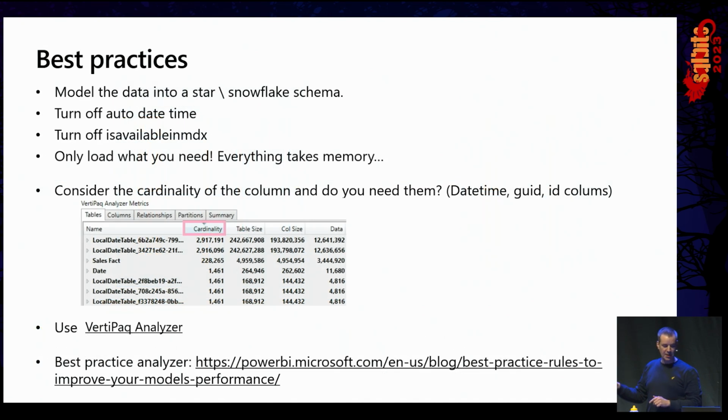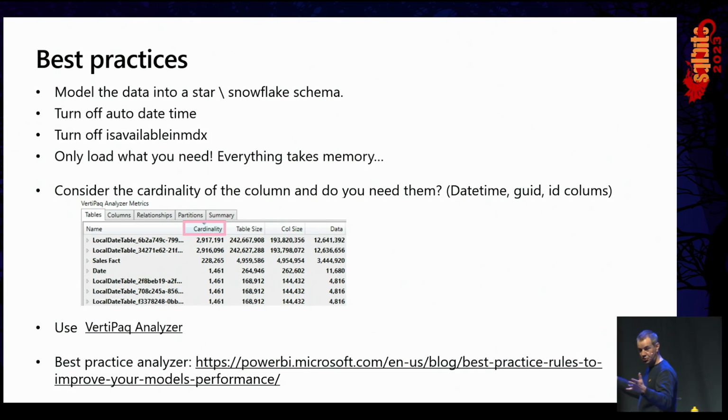Okay, so best practices. Because of this, you can model the data in a star or snowflake schema. Okay, that will help you with compression. Turn off auto date times. Patrick and Adam showed a really good example of auto date times. Auto date times can potentially eat up a lot of your memory without you even knowing things are happening. Turn off IsAvailableInMDX if you don't need it. And only load what you need, right?